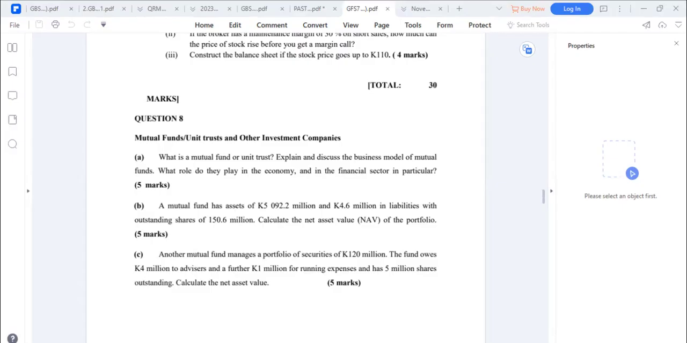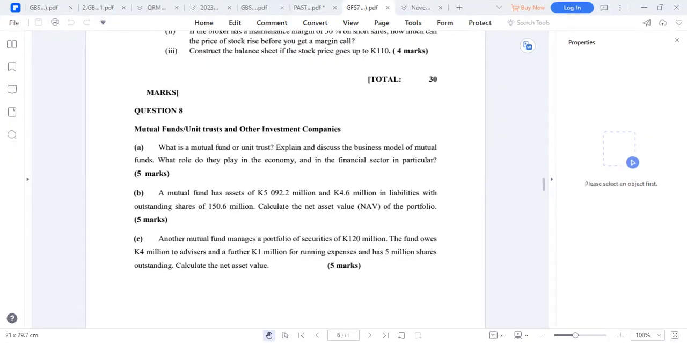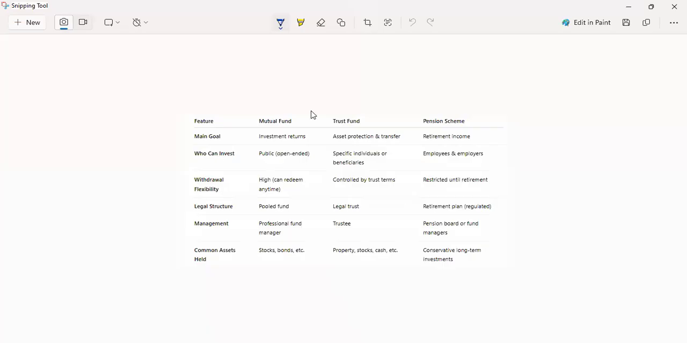When dealing with pension schemes, this is retirement planning where employers contribute money regularly, like NAPSA. The main purpose is to provide income security for individuals when they stop working. The differences between these can be in terms of their goals, who can invest, and the legal structure. I have provided a tabulation of these.